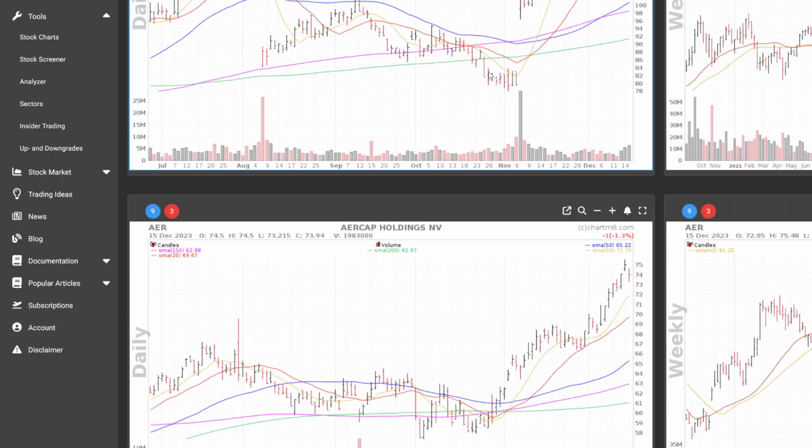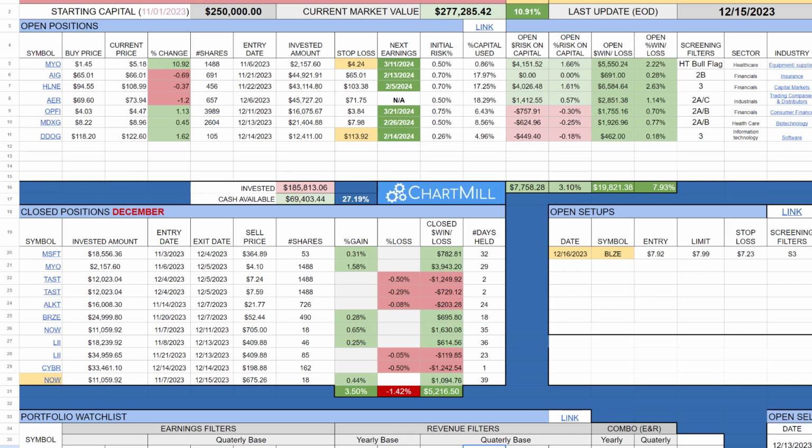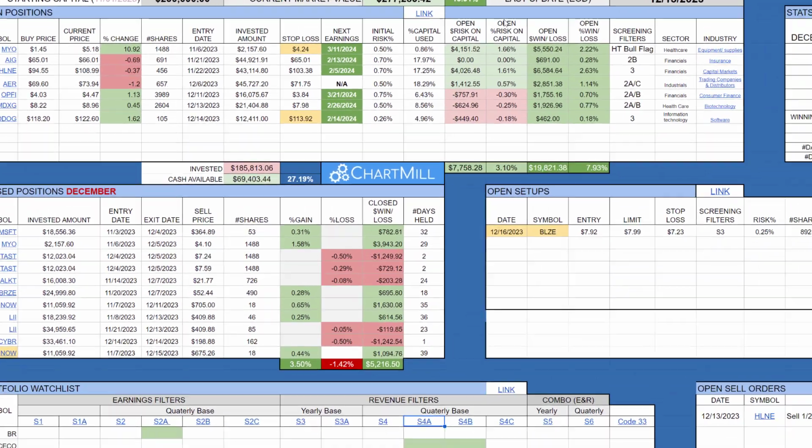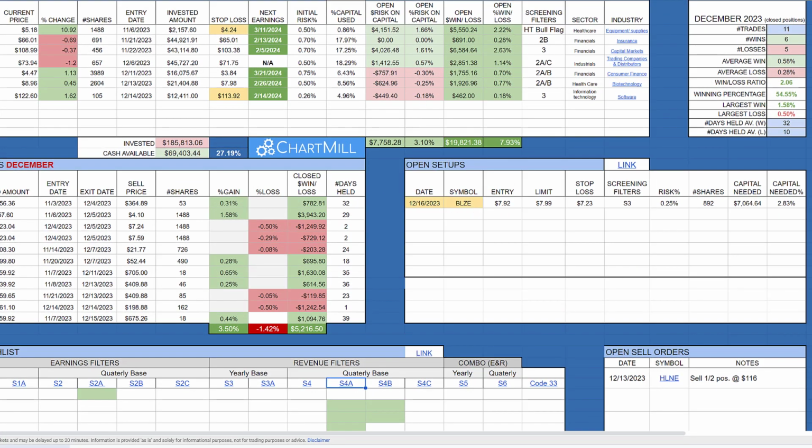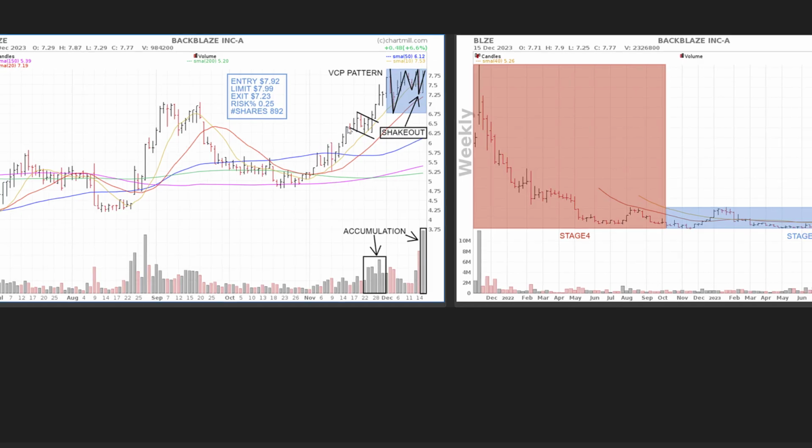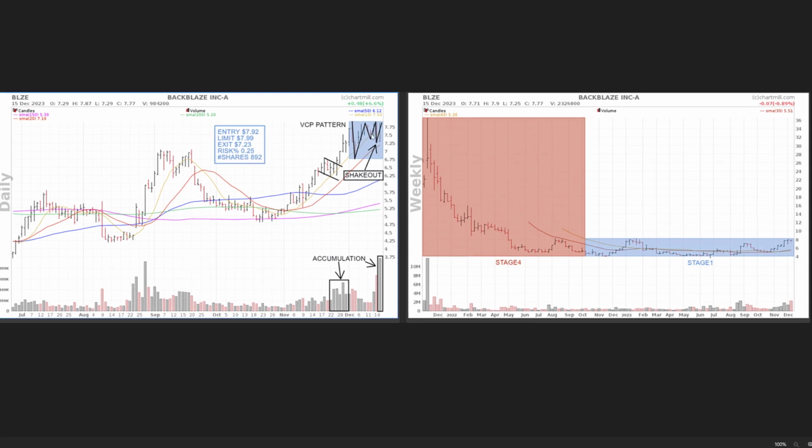So those are the open positions. I have one new setup, and that is Blaze, BLZE. A clear VCP pattern, strong volume. So if it gets above this range, I will enter the position. Very small position, also risk percentage 0.25%. And the reason for it is this weekly chart. It's still in a stage 1, so no stage 2. So it's a test position.